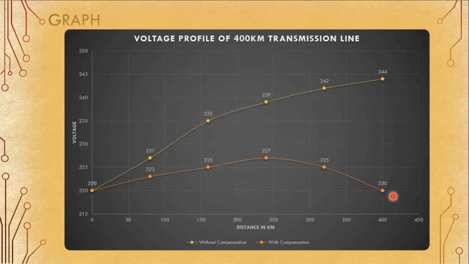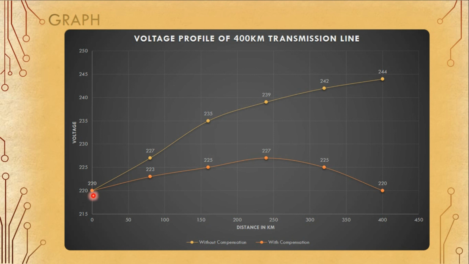to 220. But still you can see that in the middle of the transmission line we are getting a higher voltage, which is more than 220 volt, that is 227. So in reality it will be 227 kilovolt. And if this much deviation, that is 7 kV, is more than our permissible limit, then we have to add an extra compensation in this part.